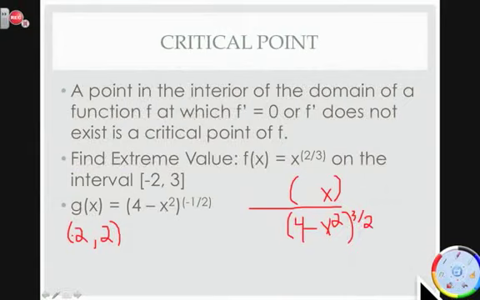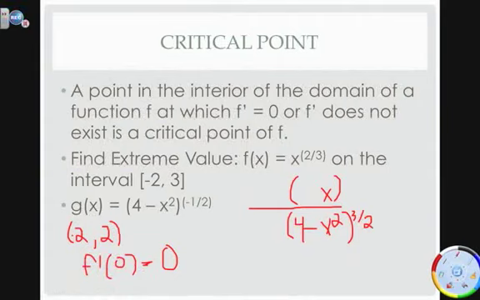You'll notice the numerator tells me that if I plug in x equals 0, I get a 0. So the derivative at 0 equals 0, and that's actually what I want. That's a critical point. The denominator is undefined at 2 and -2 again, but I can't use them because they're not in the original domain. So the derivative at 0 is my only critical point.